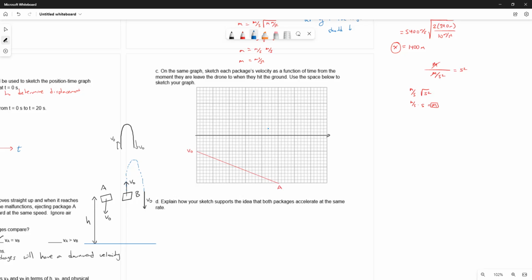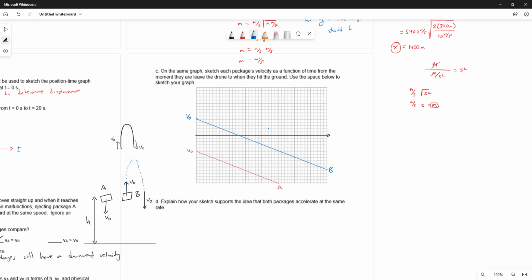Package B, though, is thrown upwards with the same velocity, so it would start up here, right? However, it immediately begins to slow down due to gravity, and so it would actually have the same slope. So going like this would be the same slope, I believe. So it crosses this point here. There we go. All right, so now they're parallel to each other. And object B might take longer to hit the ground, but it would also hit the ground eventually, right? And so that's what the graph should look like.